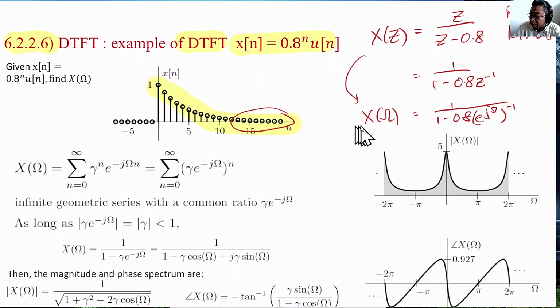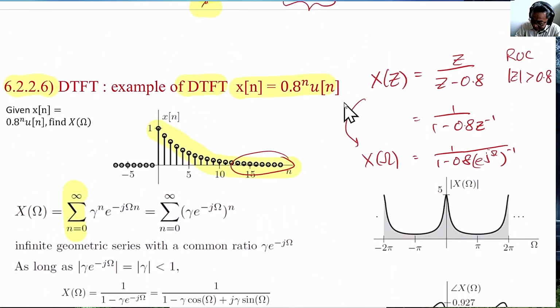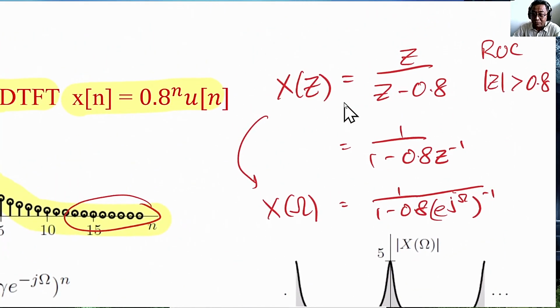And in this particular example, you realize that we cannot really write or compute this by brute force as in our MATLAB example. So what should we do? We realize that this is a geometric progression and we can actually reduce it into this equation. The other way, which I prefer, is that I will use the Z transform.